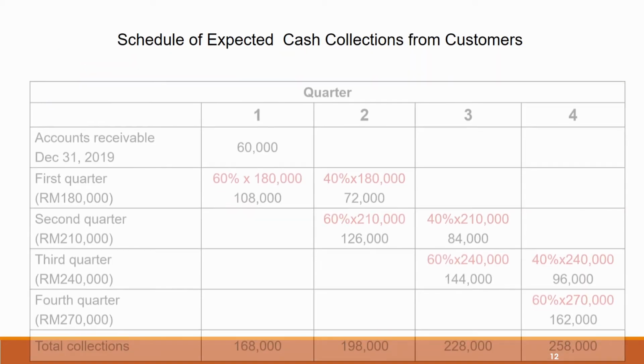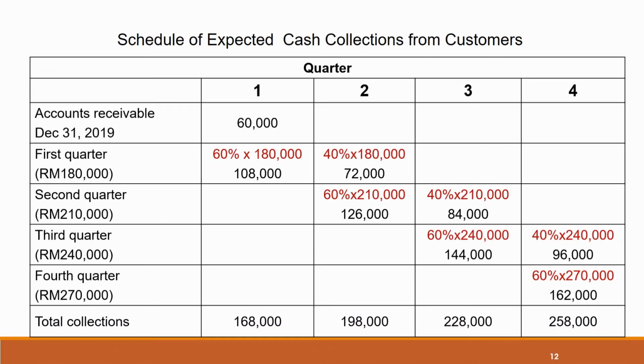So we look at the schedule of expected cash collection from customer. This is the table that you have to prepare. There are 4 columns. Number 1 represents quarter 1, then the second quarter, the third quarter and fourth quarter. In the first row we have to record the balance of account receivable. The balance of account receivable should be collected in the first quarter. So we have to record 60,000 in the first quarter.